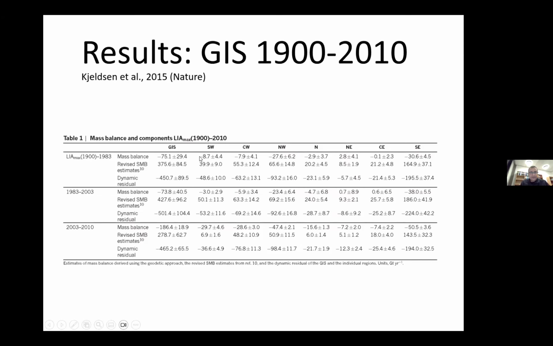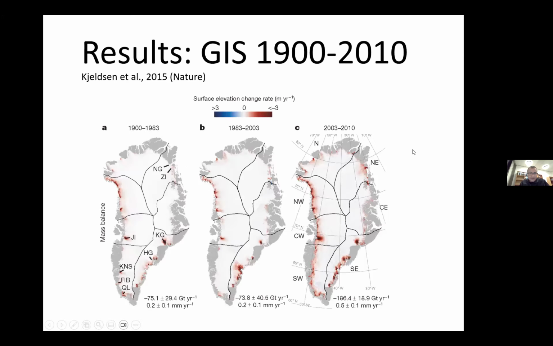So the average mass loss for the entire Greenland ice sheet for this time span was 75 gigaton per year on average. And if we look at which region lost most ice, again, it's mainly northwest Greenland, but also southeast Greenland here. So this is a distribution. So here we have the loss between 1900 and 1983 and so on.